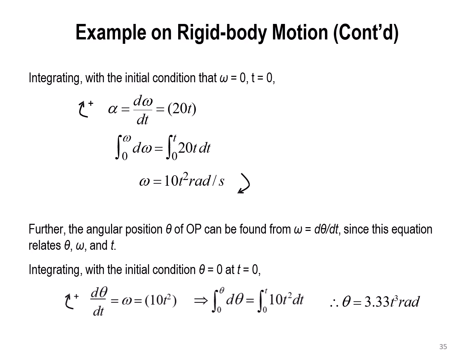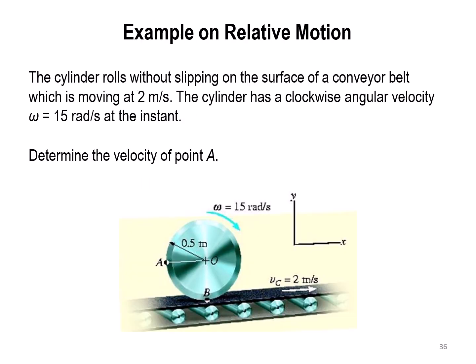Once again, I'm going to repeat that on the whiteboard during the lecture time, to make you understand what we're doing here. Now, the other example on relative motion. The cylinder rolls without slipping on the surface of a conveyor belt, which is moving at 2 meters per second. The cylinder has a clockwise angular velocity omega equal to 15 radians per second at this instant. Determine the velocity at the point A.